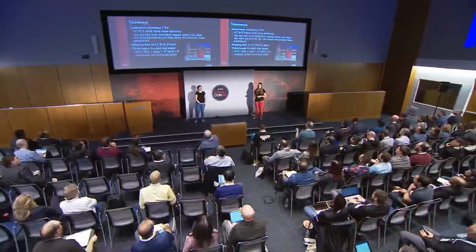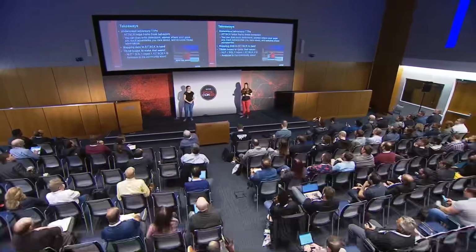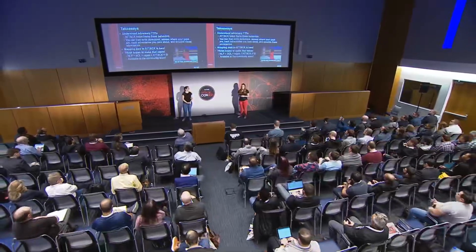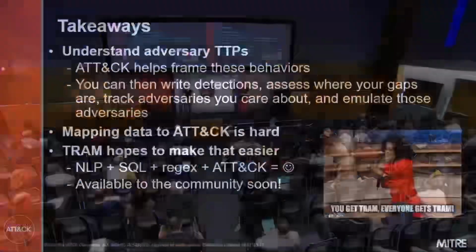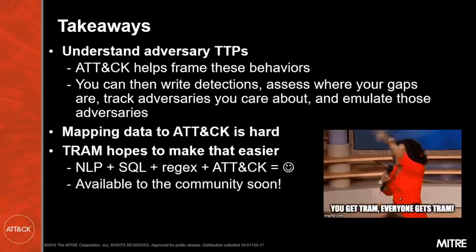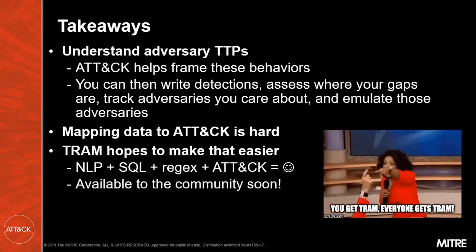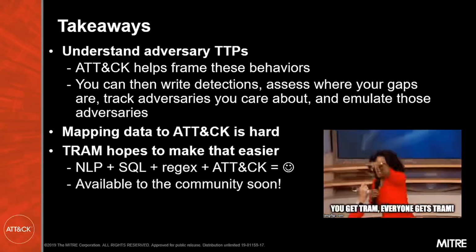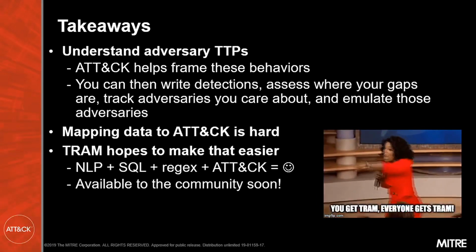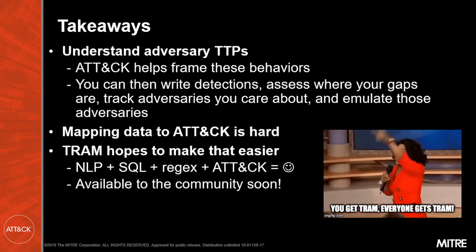So some takeaways. Many people have talked about ATT&CK helping to frame behaviors, moving away from IOCs, and we hope that you can use a lot of what other people are discussing today, mainly our 4 main ATT&CK use cases, which are detections, SOC assessments, and gap analysis. You can track adversaries you care about using cyber threat intelligence, and then potentially emulate those adversaries.